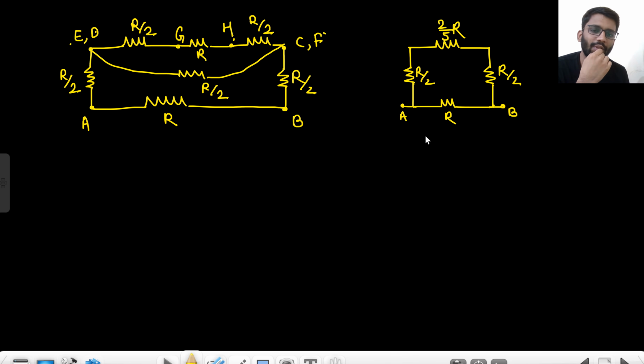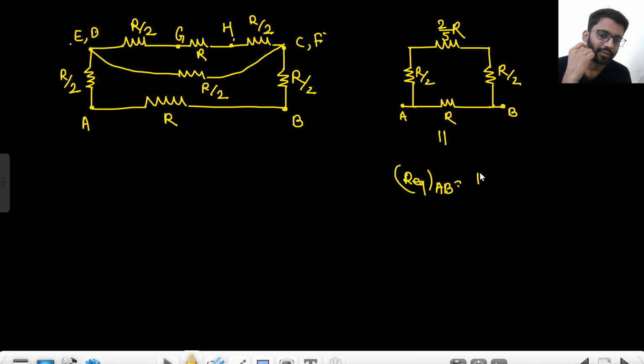Then R plus 2, then R by 2 plus R by 2 plus 2 by 5 R. So it will give me R plus 2 by 5 R, so it will give me 7 by 5 R. So my R equivalent across AB will simply be R parallel with 7 by 5 R.